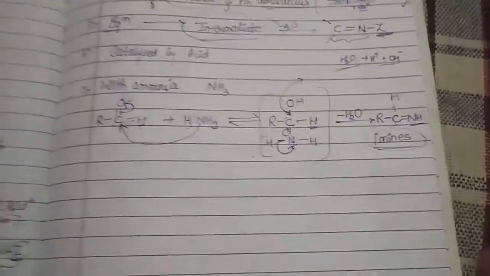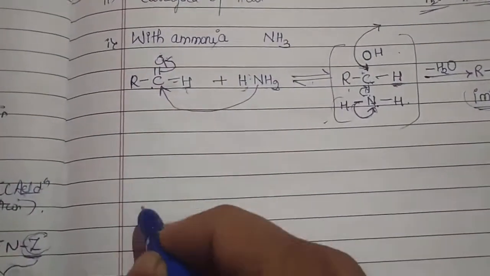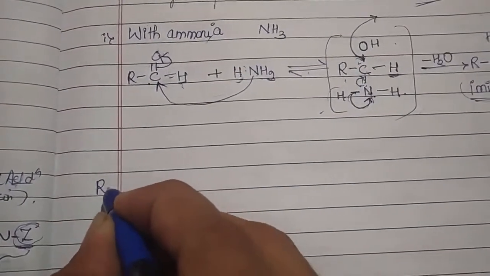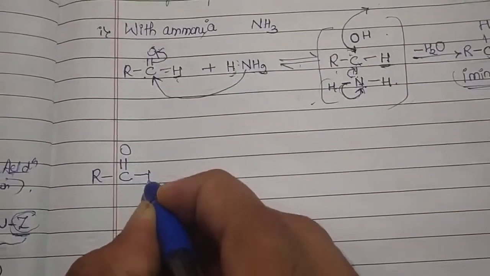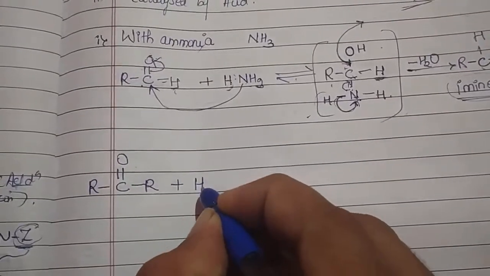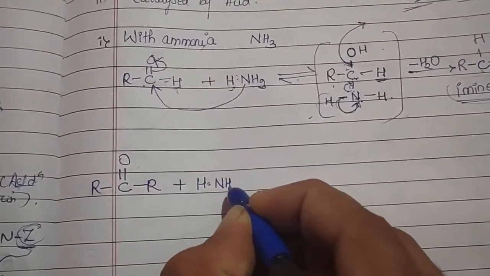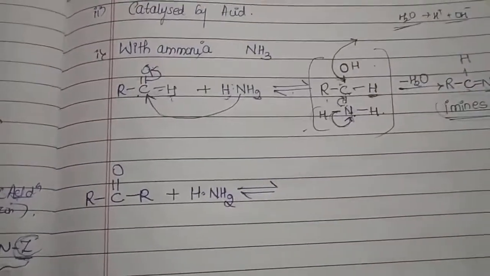Is that clear? Can you please take a pen and paper and solve with me now? Let us take now a ketone. Let's play with the ketone part. R, C double bond O and R. The same way you write with ammonia itself. So how am I writing? H, NH2. First is what? Equilibrium reaction. Yes or no?